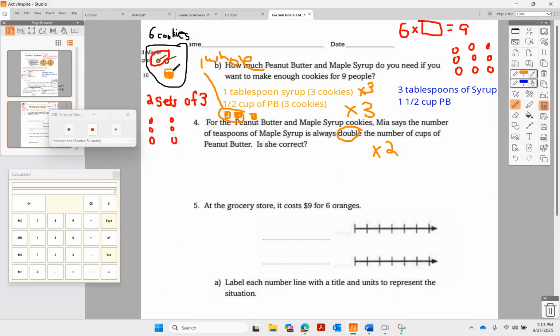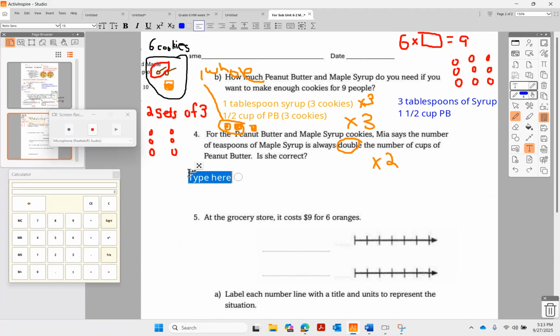What you want to remember is, in this case, it is true because doubling is multiplying by 2. Okay?